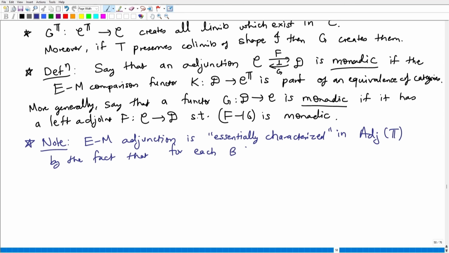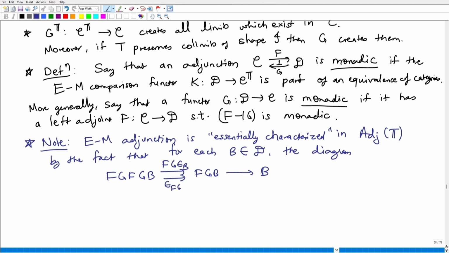for each B in D, the diagram, okay, let me write this diagram. On one side, like we have too many F's and G's, and this can actually be written as a commutative square. One side we have FG epsilon sub B, and the bottom part is epsilon sub FGB. There are two different ways, and here I am just taking epsilon B. It is a co-equalizer, together with some nice properties.